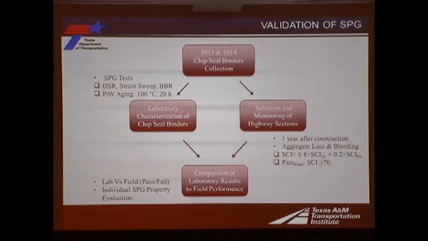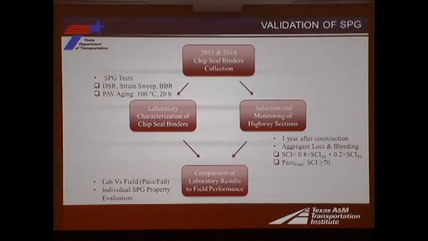So when we validate the spec, we've done a lot of sections. Basically, what we realized early on is that because of the way the spec works, we can make every section, every seal coat job, a test section. And the process is, well, the first thing you do is right up at the top. We collect the binders from projects that are being built. And then you go over here to the left side, laboratory characterization.